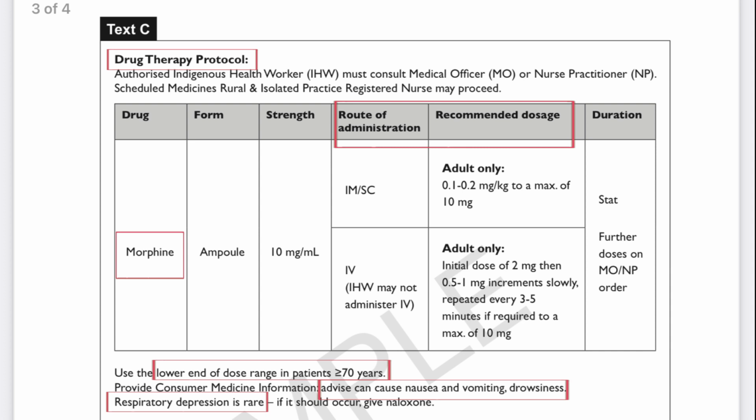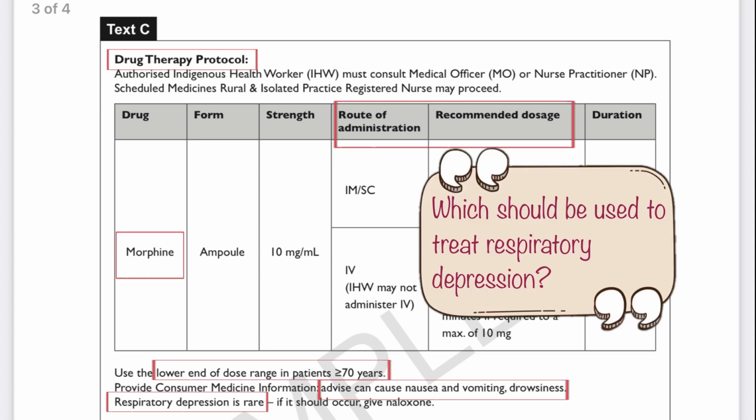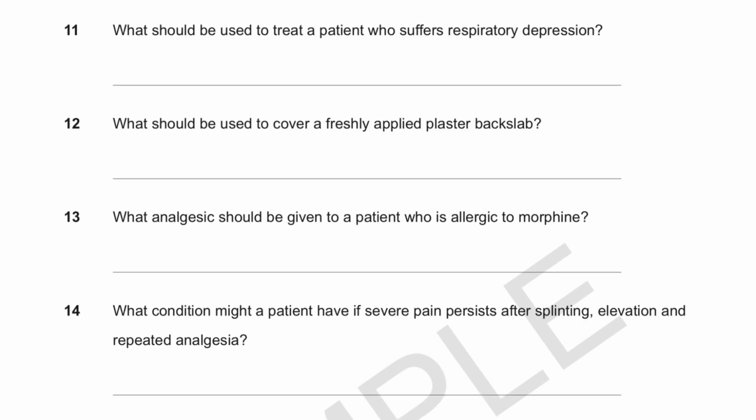Now we go back to the question: what should be used to treat respiratory depression? And as we can see here, respiratory depression is rare. If it should occur, give naloxone. So the answer is naloxone.